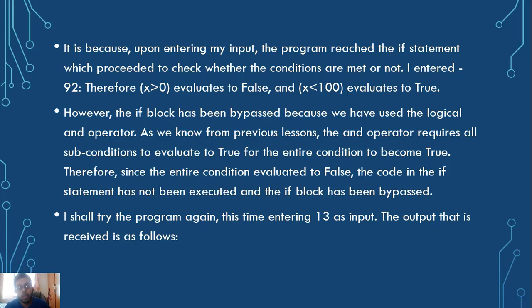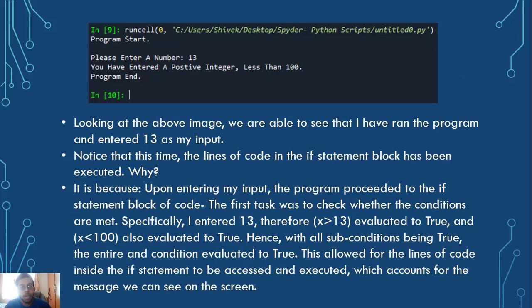I shall try the program again, this time entering 13 as input. The output that is received is as follows. Program start, please enter a number 13. You have entered a positive integer less than 100. Program end. Looking at the image above, we are able to see that I have ran the program and entered 13 as my input. Notice that this time, the lines of code in the if statement block have been executed.